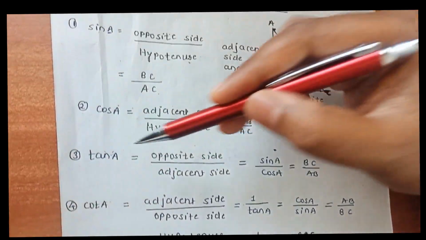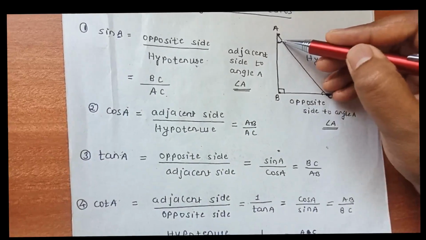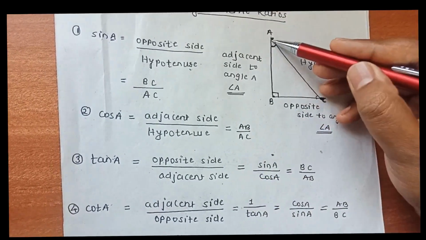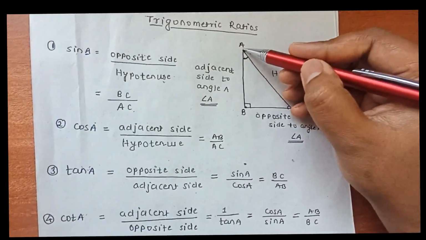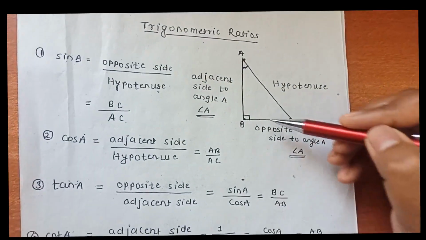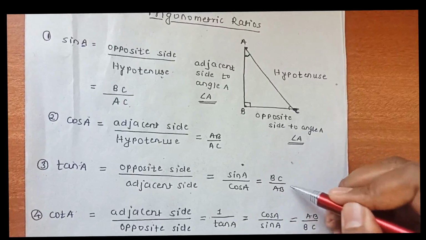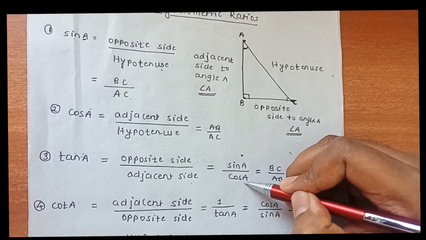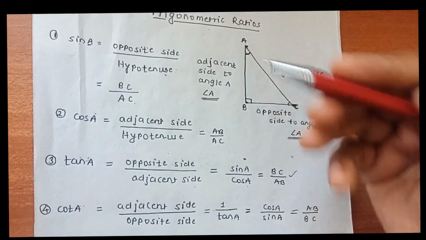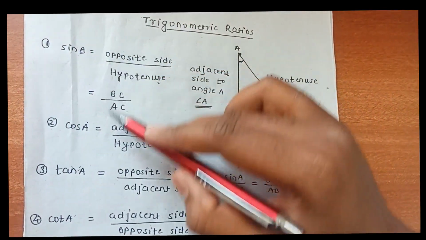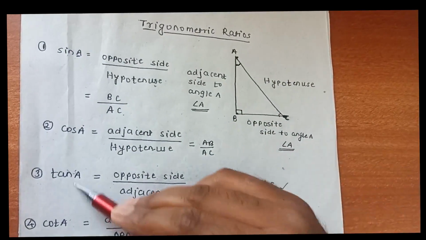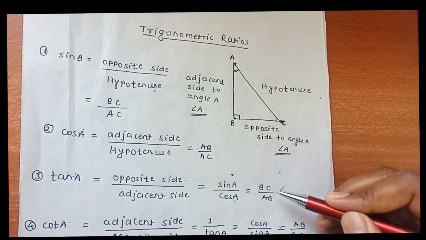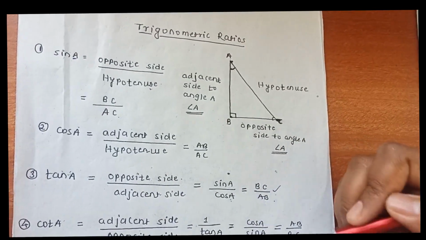Next is tan A. So again this angle A. The tan A formula is opposite side upon adjacent side. So the opposite side is BC and the adjacent side is AB. So we get BC upon AB. This is the basic formula, but remember one more formula for tan: sin A upon cos A. As I told you, tan A is a derived one. Once I know sin and cos, just divide both and you will get the tan value. Or you can use the primary formula, opposite side upon adjacent side, that is BC upon AB. Whatever you like, you can use it.